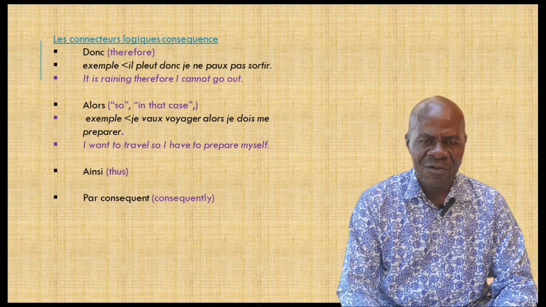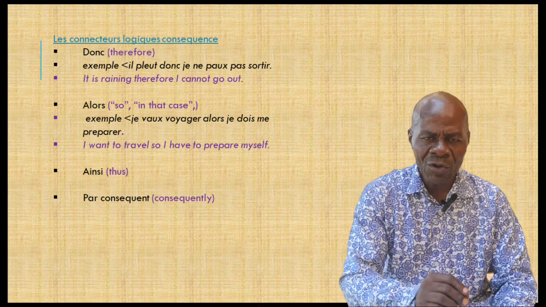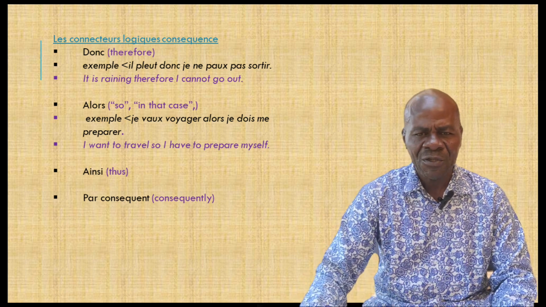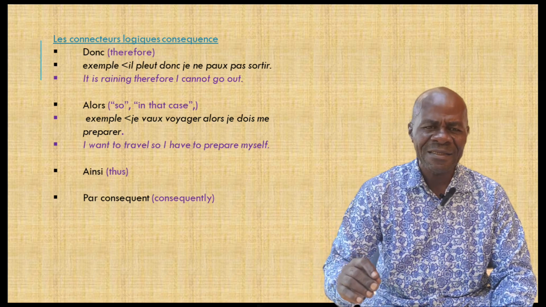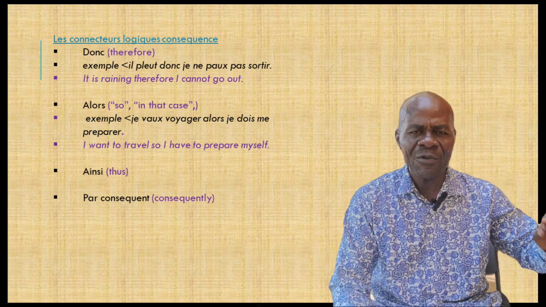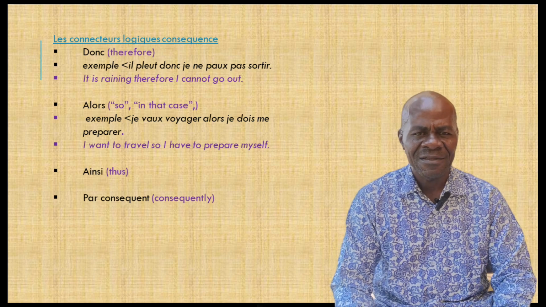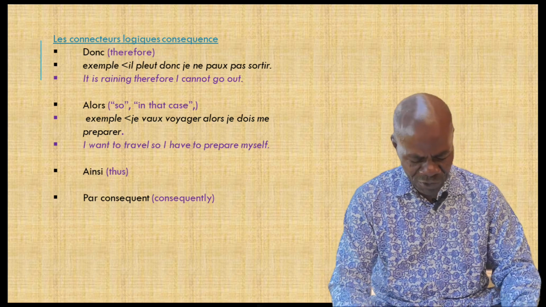Donc, il pleut. Donc, je ne peux pas sortir. So I cannot go out here. Je ne peux pas sortir is the outcome, the consequence of what? Il pleut. It's raining. So, il pleut, donc je ne peux pas sortir.